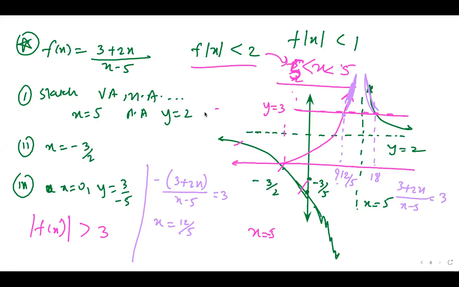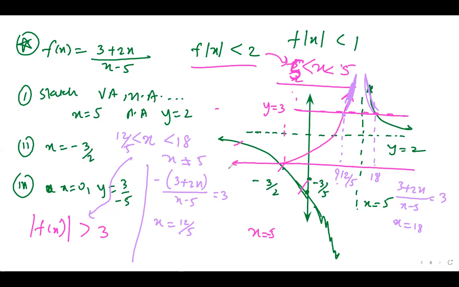So the final answer for this will be, when you solve this, you get x as 12/5, and if you solve this equation for the other intersection, you get x as 18. Now you can see that this is entirely above in this range apart from x equals 5. So x should be between 12/5 and 18, but x should not be 5 because there is a vertical asymptote at that point. That will be the answer for this particular question.